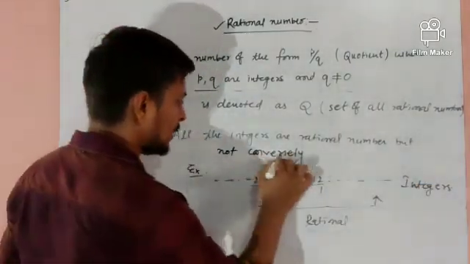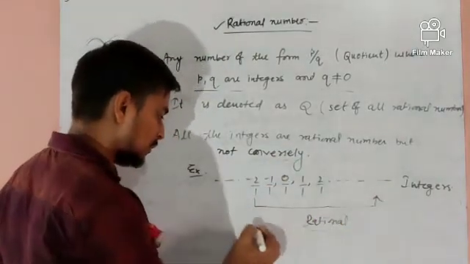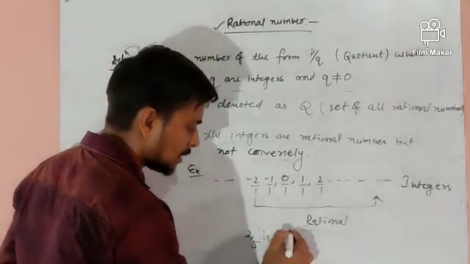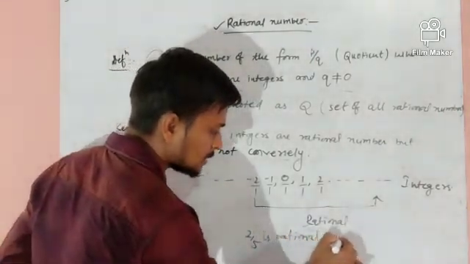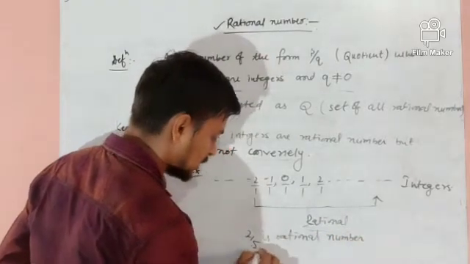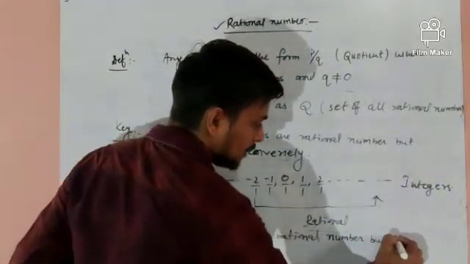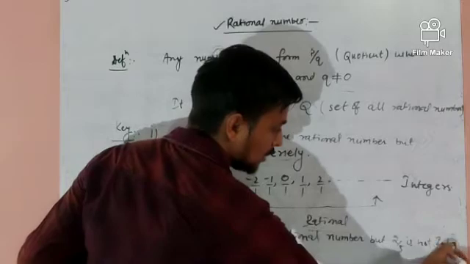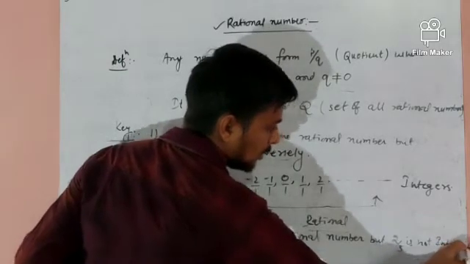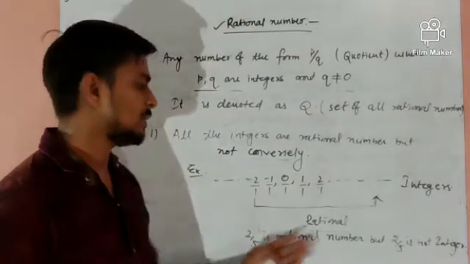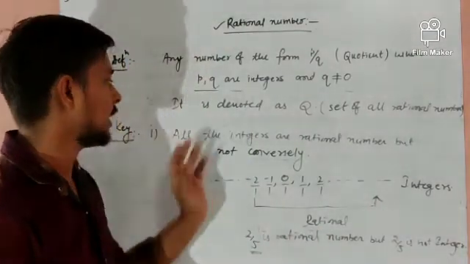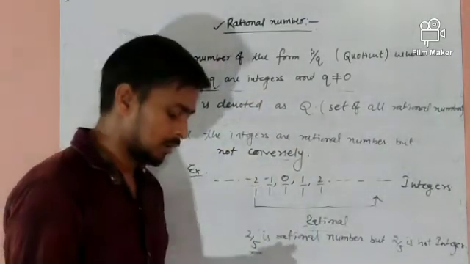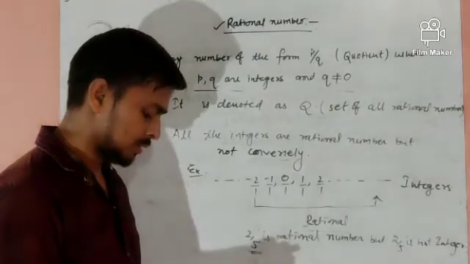But the counter example is what? Not conversely. It means every rational number like 2 upon 5 is a rational number, but this 2 upon 5 is not an integer. 2 upon 5 is not an integer. So this is the second key point. Note it. So we will move towards the last key point of today.